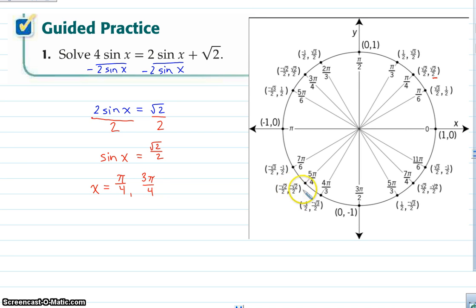The only other places where it's square root of 2 over 2 is where it's negative, so we're not going to include those in our solution because it's not where sine is negative square root of 2, it's only where it's positive. So if you wanted to express this in degrees, you could also write that x is equal to 45 degrees or 135 degrees.